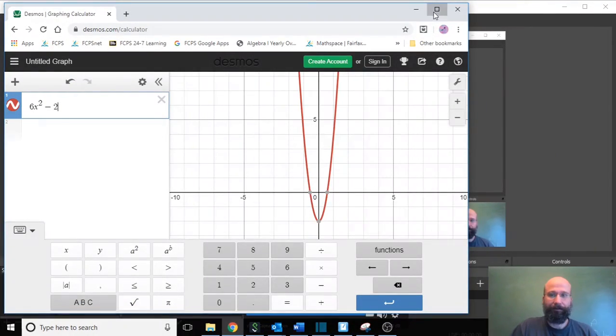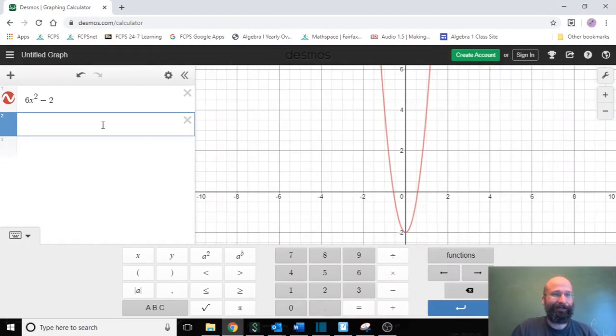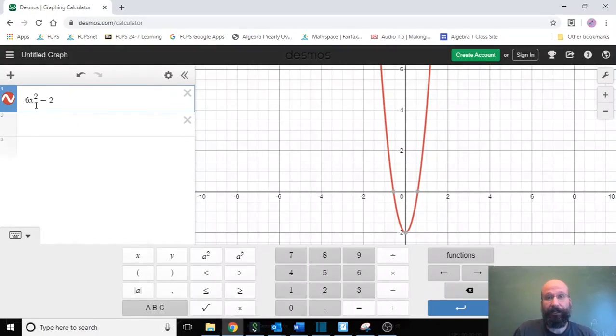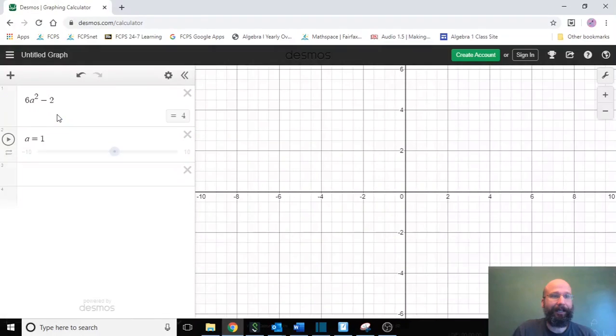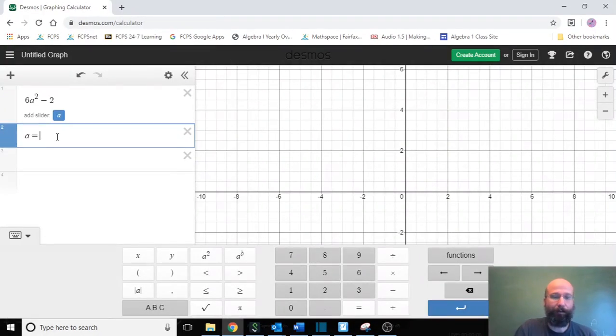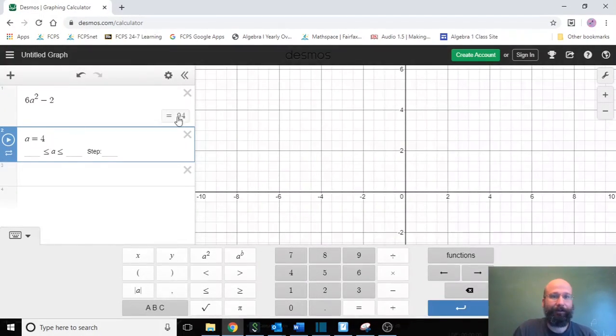So you want to make x 4. In Desmos, you can't put a value in for variables if they're x or y, so I'll have to change this to a. Now I can add a slider, so I'm going to make a equal 4. And my answer right here is 94.